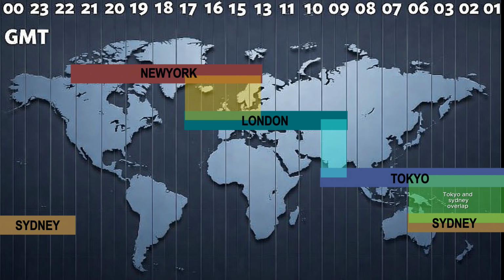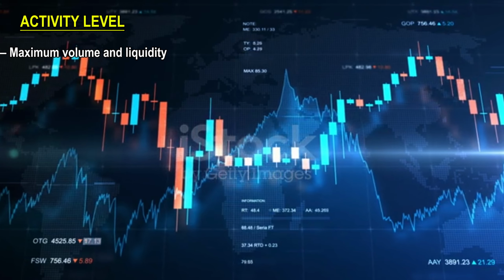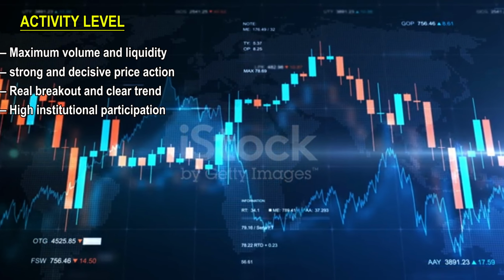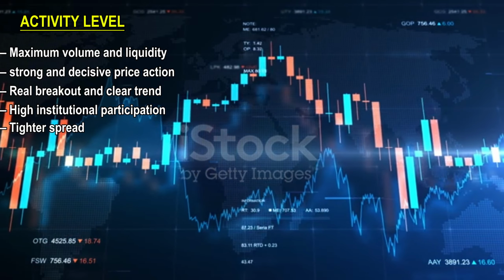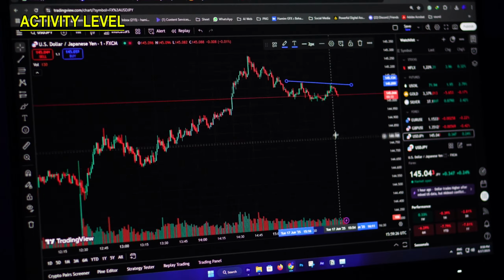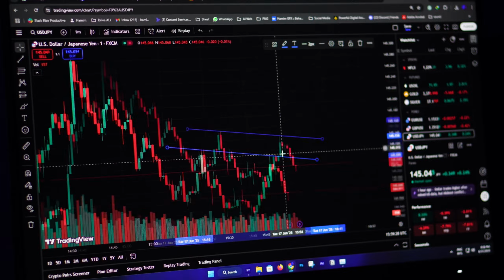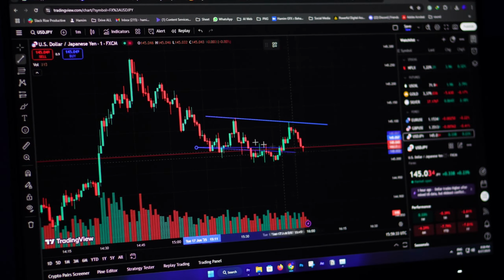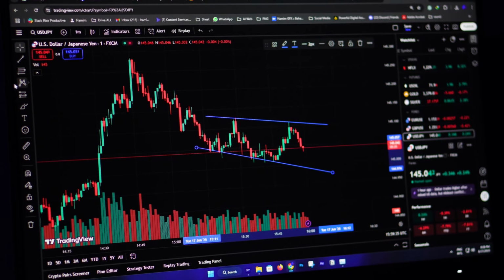London-New York overlap. This overlap occurs from 1 p.m. GMT to 5 p.m. GMT. This is the most important overlap in Forex trading. During this period, we see maximum volume and liquidity, strong and decisive price action, real breakouts and clear trends, high institutional participation, tighter spreads. This overlap is ideal for day trading, scalping, breakout strategies, and trend trading. Price action is powerful, clean, and directional, which is why many traders consider this the best time to trade Forex.